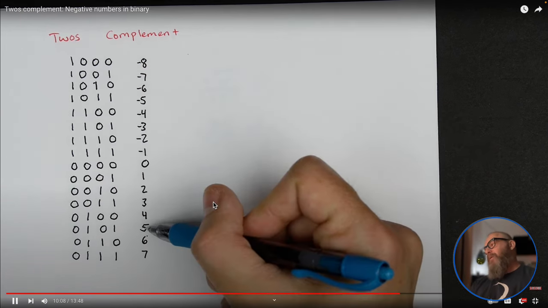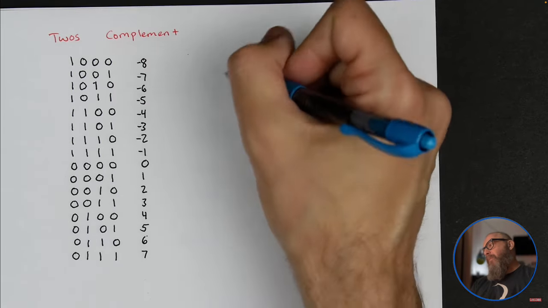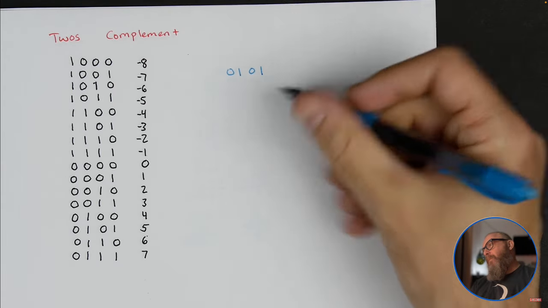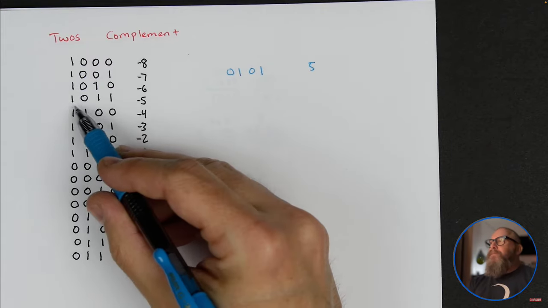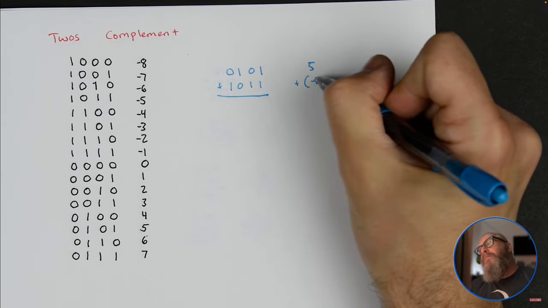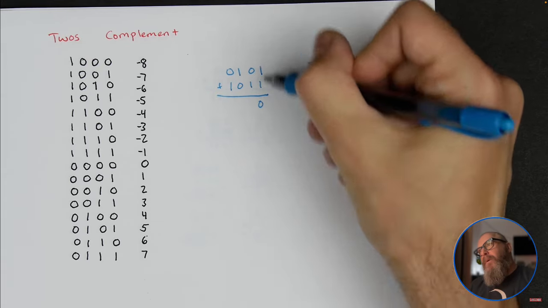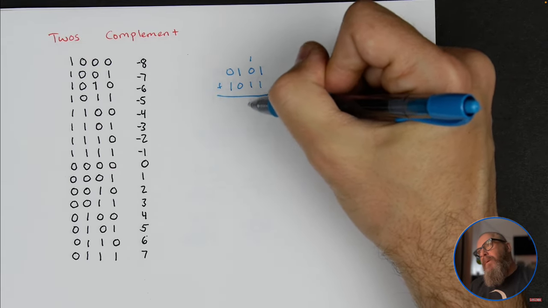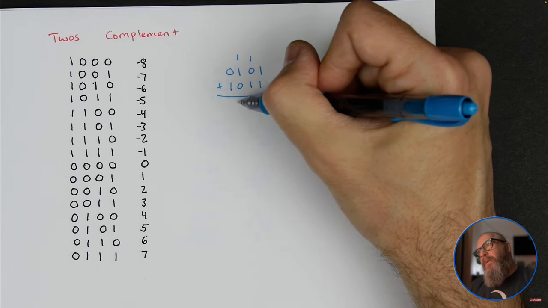So if we have 5 minus 5, 5 here is 0, 1, 0, 1, and -5 is 1, 0, 1, 1. And if we add these things, if we add -5, 1 plus 1 is 2, so we'll put a 0 and carry the 1, 1 plus 1 is 2, so put a 0 and carry the 1, 1 plus 1 is 2, so we'll put a 0 and carry.